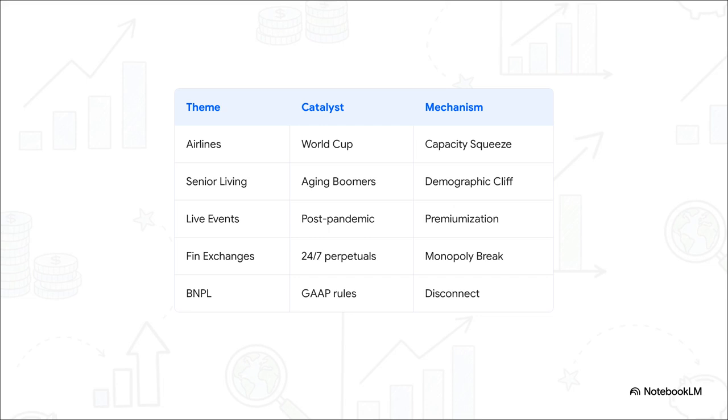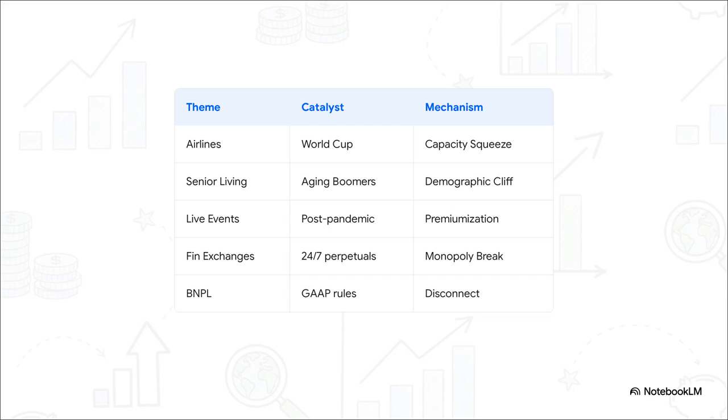First up, airlines. They're facing a capacity squeeze right now, sure, but they are going to see a massive tourism uplift from the U.S. World Cup. Second, senior living. We're hitting a crazy demographic cliff. As the oldest boomers hit 80 and supply remains tight, these facilities are starting to yield incredibly high margins. Third, live events. They're riding this wave of physical premiumization, where just being physically present at an event has literally become a post-pandemic luxury good.